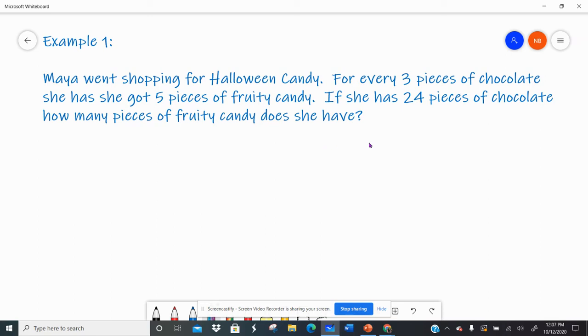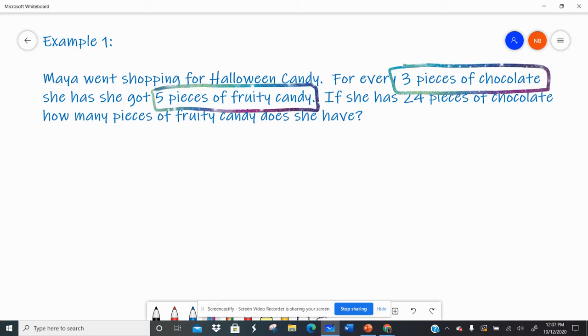There's a lot of different strategies we could use to figure this out, but I'm going to use a double number line. For every 3 pieces of chocolate, so that seems important, so I'm going to box that in. She has 5 pieces of fruity candy. If she has 24 pieces of chocolate, how many pieces of fruity candy?